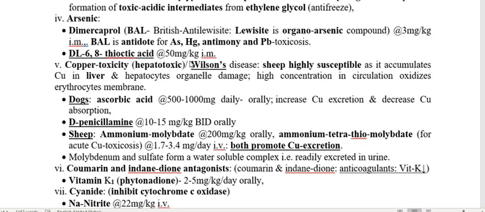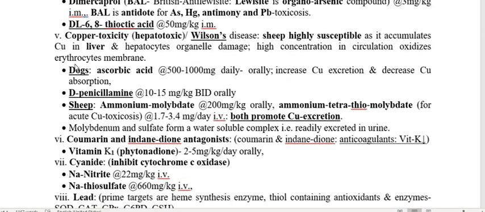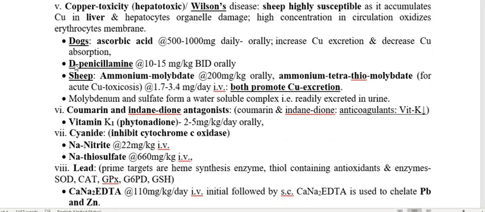thioctic acid at the dose rate of 50 mg per kg intramuscular. So this is about the antidote for arsenic. Now we have to go through the antidote for copper toxicity.